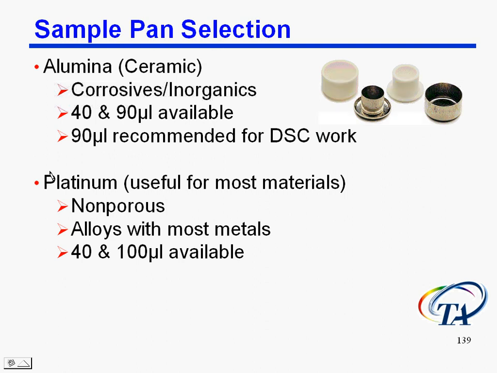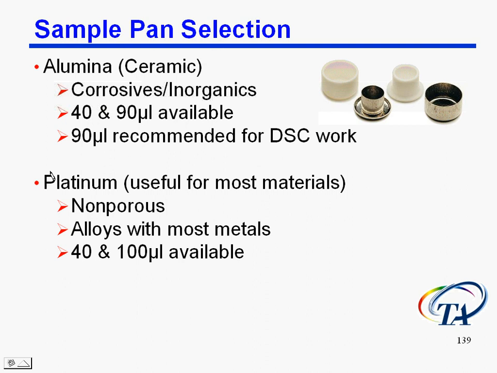It shows a picture here. The alumina or ceramic pans are the ones that we use most often. They're good for corrosives and inorganics. They're available in 40 and 90 microliter sizes, and the 90 microliter is what we recommend for DSC work. That's what we found gives the best results.